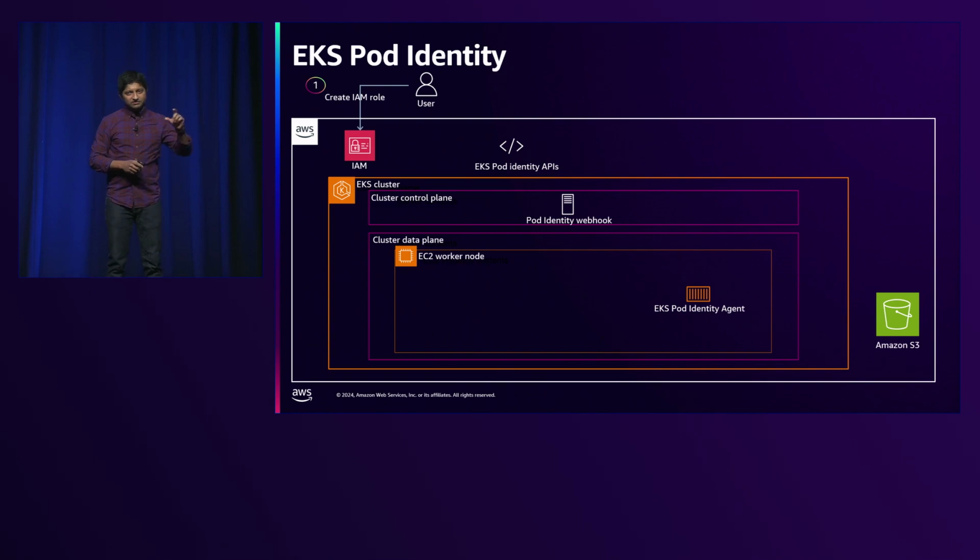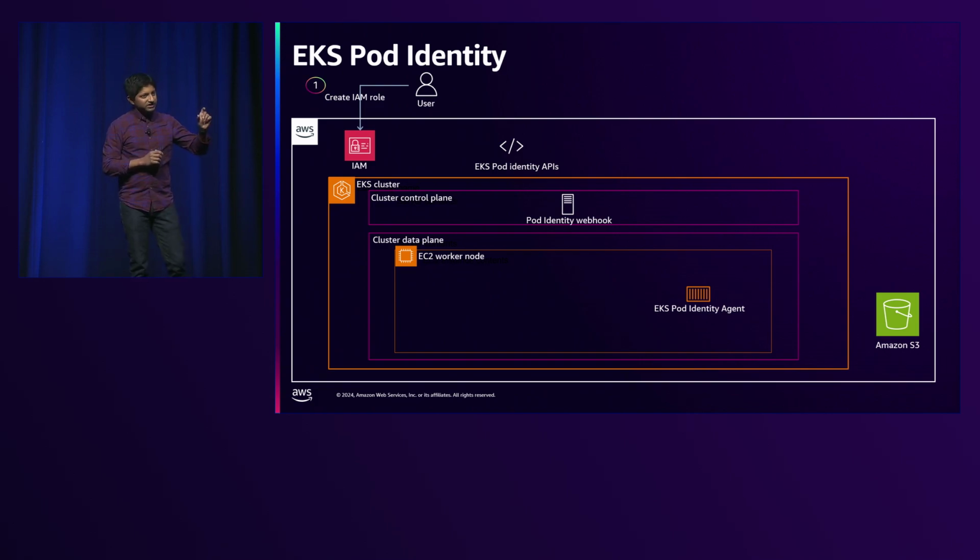An IAM role has two parts, a permission policy and a trust policy. A permission policy is where you're specifying this can access S3. So in our case, we want the application to be able to access S3. The permission policy would have the permissions for it to access S3. And then you have the trust policy.